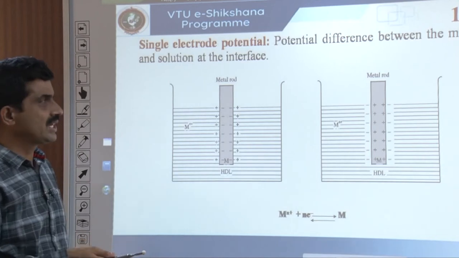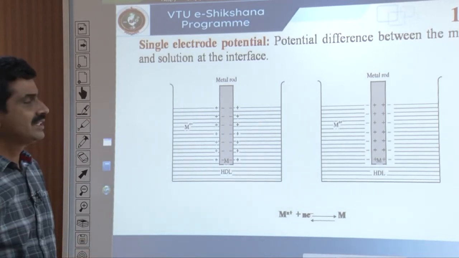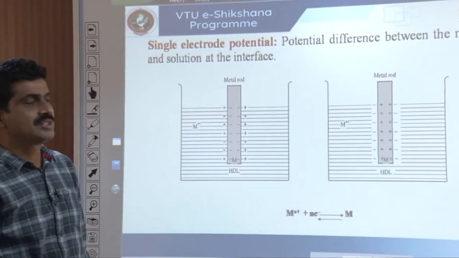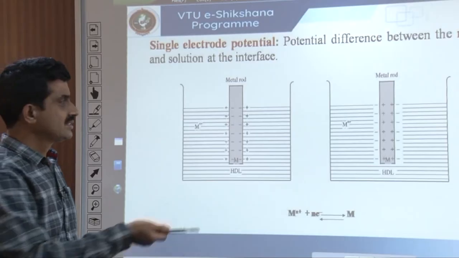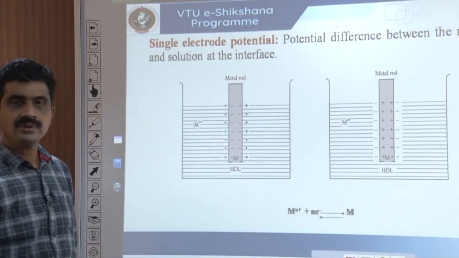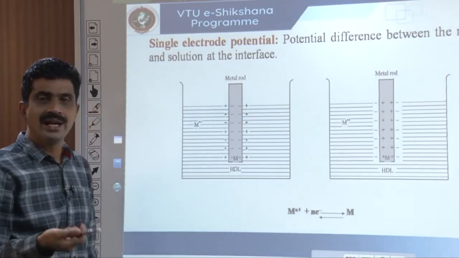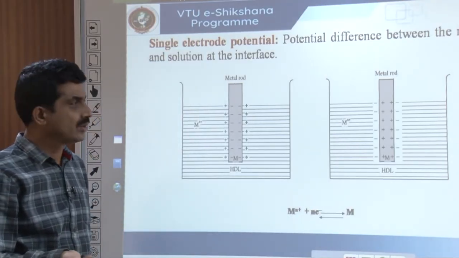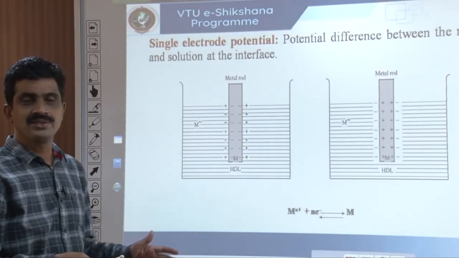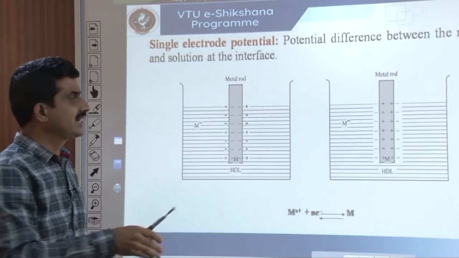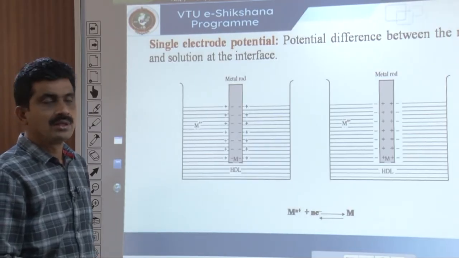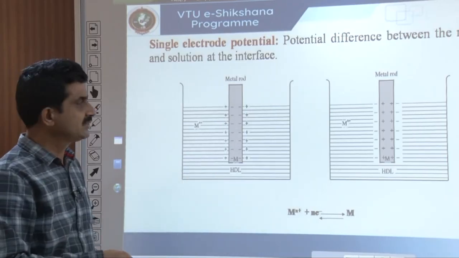See, single electrode potential is the potential difference between a metal and the solution at the interface. So, the single electrode potential is the potential difference between the metal electrode and the solution at the interface. Say, we have taken a metal rod M, dipped in a solution containing its own ions, M n+ ions. When a metal comes in contact with a solution having its own ions, it has the tendency of undergoing oxidation and reduction. So, both the reactions occur. Oxidation also takes place and even reduction occurs. In certain cases, the rate of oxidation will be faster compared to reduction. But in a few cases, the rate of reduction will be faster compared to oxidation. That depends on the nature of the metal.